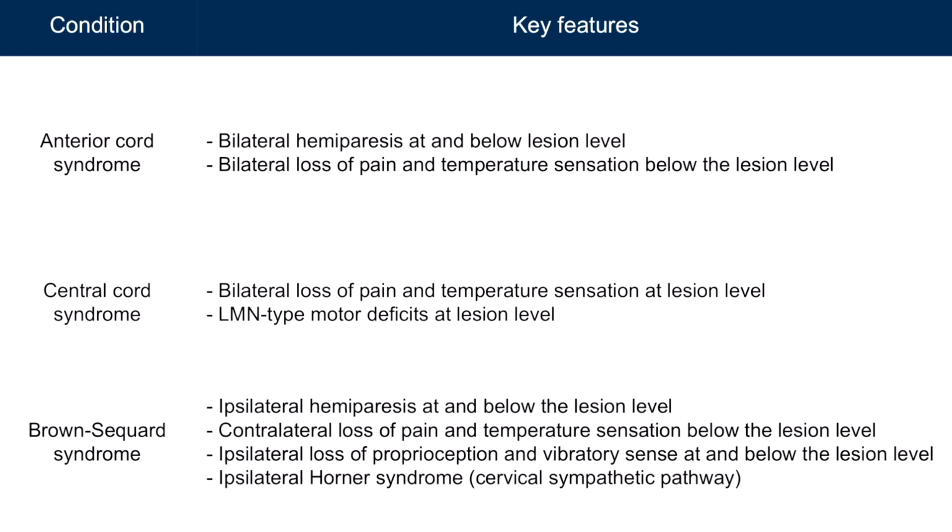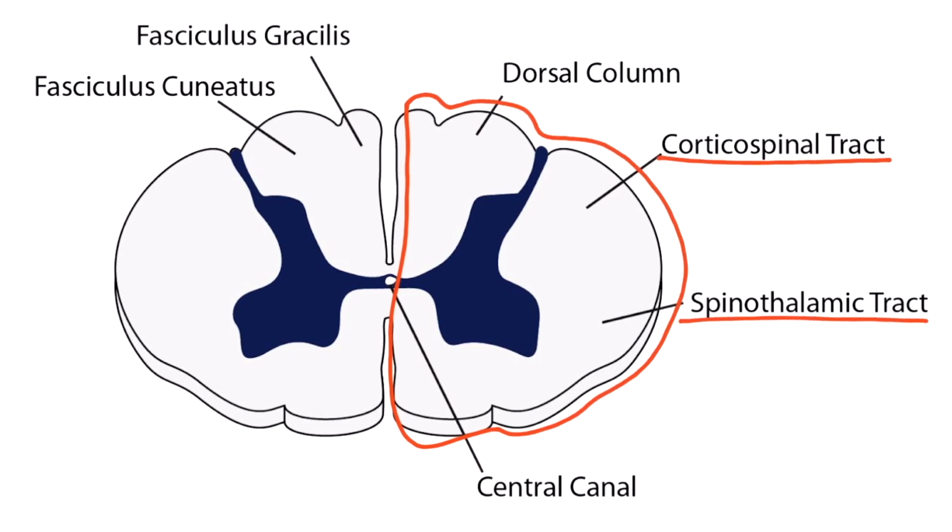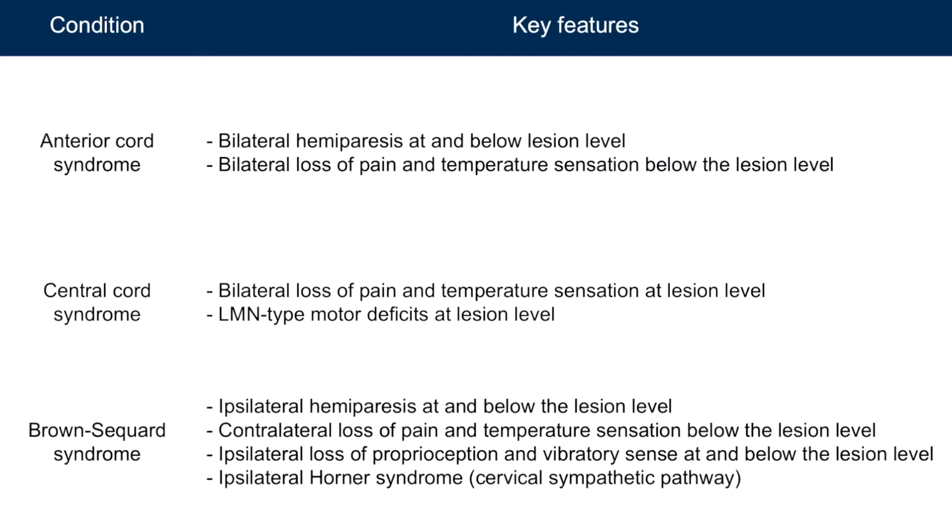Let's get back to the cross-section in the next slide. In this transverse section, please note that Brown-Séquard syndrome affects this region. It involves the spinothalamic tract, corticospinal tract, dorsal column, anterior horn cell, as well as the cervical sympathetic pathway in some cases. The patient with Brown-Séquard syndrome presents with ipsilateral hemiparesis at and below the lesion level due to injury of corticospinal tract and anterior horn cell.